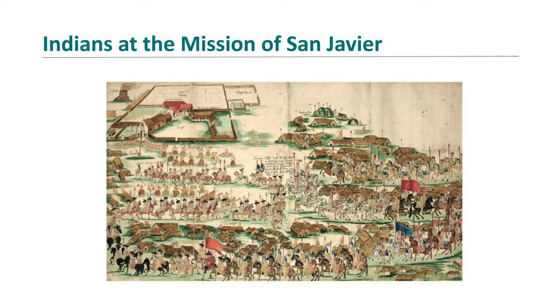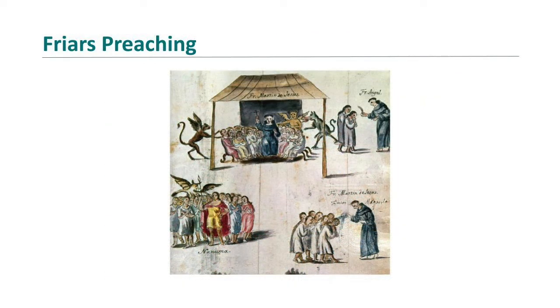Missions played a crucial role in consolidating Spanish control over their vast American empire. In this watercolor from 1743 by a Jesuit priest, Indians at the Mission of San Javier in Paraguay are depicted paying elaborate homage to the King of Spain. This illustration of friars preaching from an 18th century work by the missionary Pablo de Beaumont depicts demons dispatched by the devil as an ever-present threat to the missionaries' efforts to convert Native Americans.